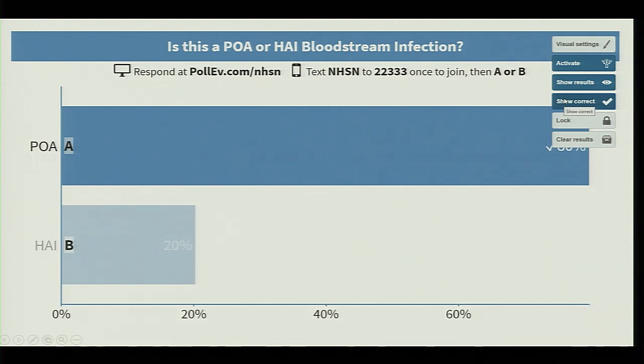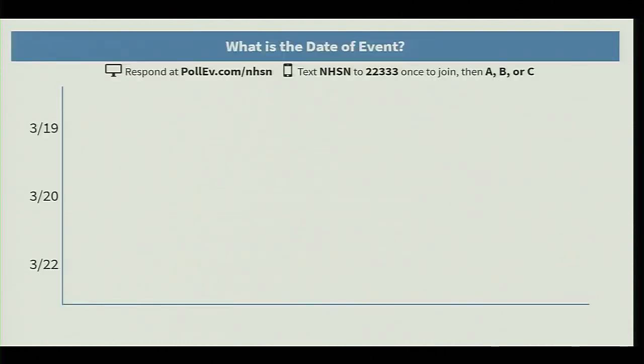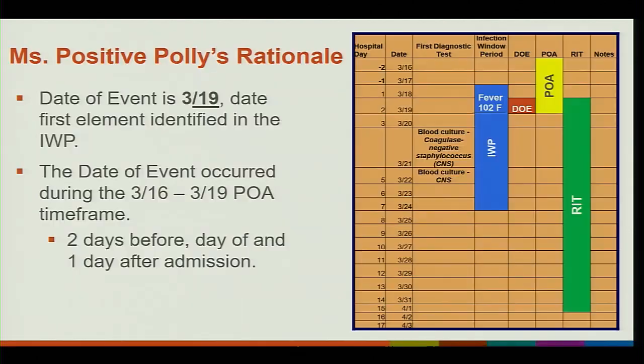Okay, this is a POA bloodstream infection. Let's look at Ms. Positive Polly's rationale. Ms. Polly had two positive blood specimens for CNS on 3/21. The 3/21 positive blood specimen creates a 3/18 through 3/24 infection window period. A fever is noted on 3/19. Because the fever is the first element identified during the IWP, 3/19 is your date of event. Note, the date of event occurs during the POA time frame, and the patient would have a POA BSI, and a POA BSI RIT is established from 3/19 to 4/1.